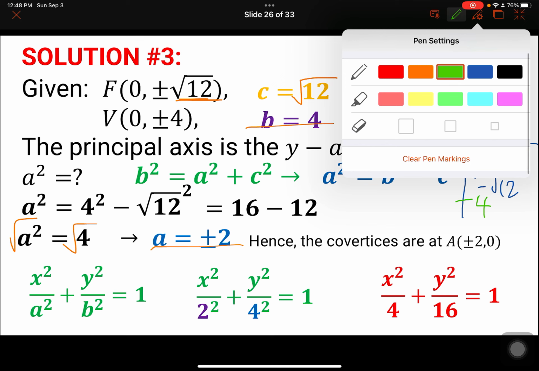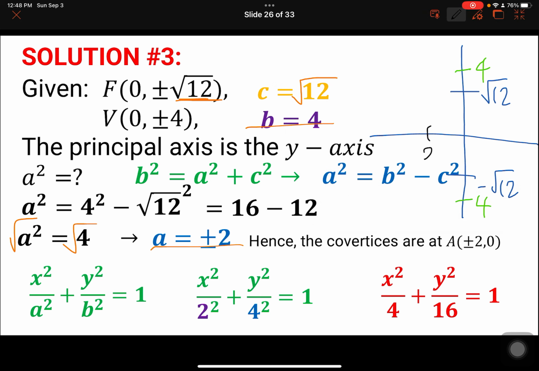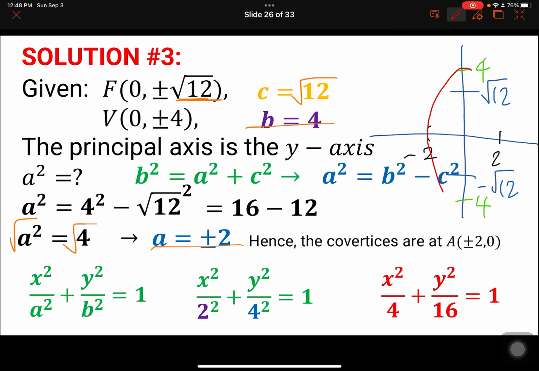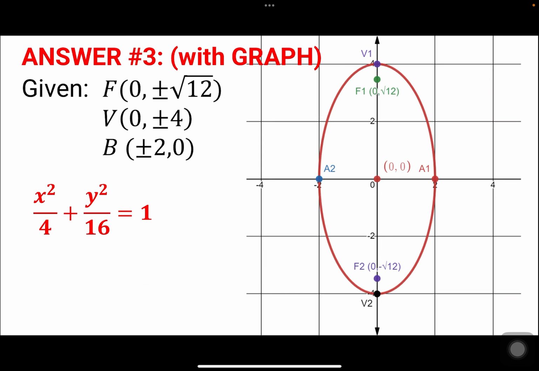Then, next, nandito po yung 2 natin. Siyempre, medyo maikli lang. Yan. Ito, negative 2, negative 2. So, tracing them lang, saka natin siya makukuha yung ellipse na paganyan. Okay? Okay. So, katulad nito yan.